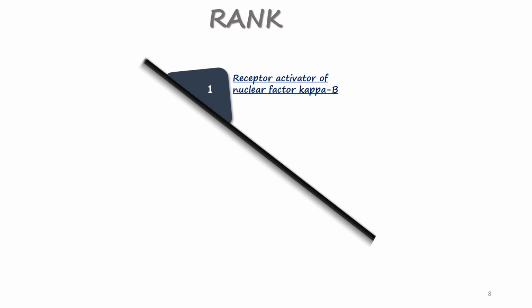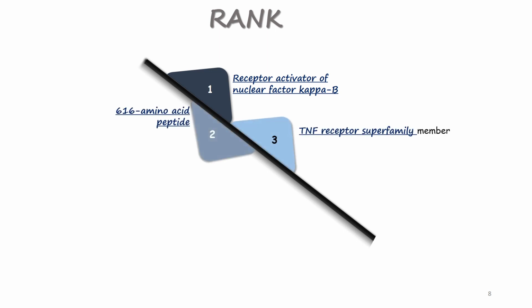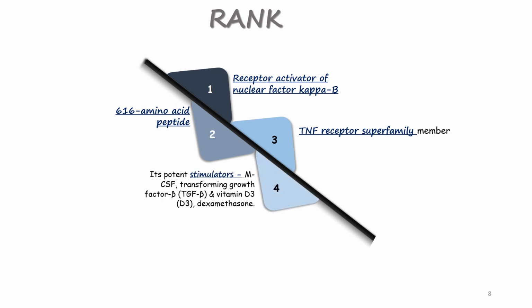Various cytokines are involved in the formation of osteoclasts, but here we will be discussing three important cytokines, out of which the first one is RANKL. It is a receptor activator of nuclear factor kappa B. It consists of 616 amino acid peptides. It is a member of the TNF receptor superfamily. Its potent stimulators are the macrophage colony stimulating factor, transforming growth factor beta, vitamin D3 and dexamethasone. Its inhibitors are interleukin 4 and interleukin 6.